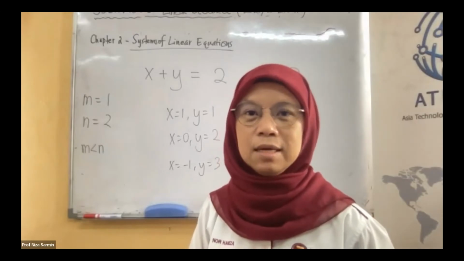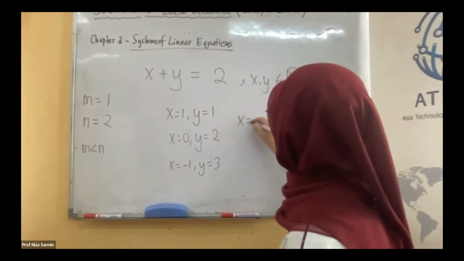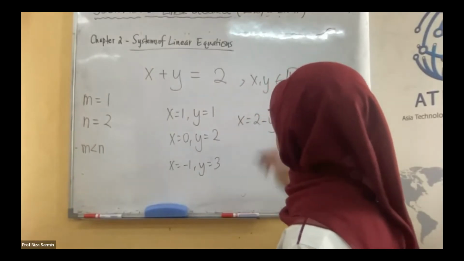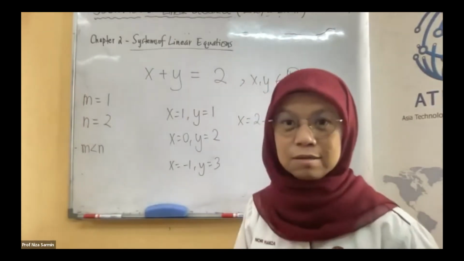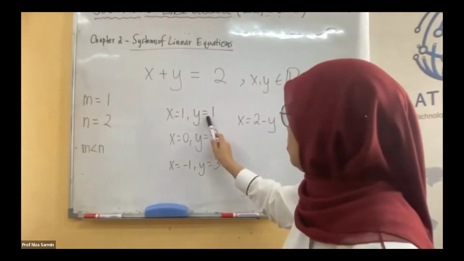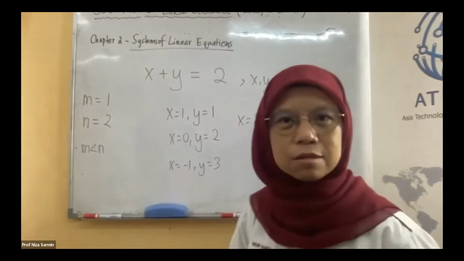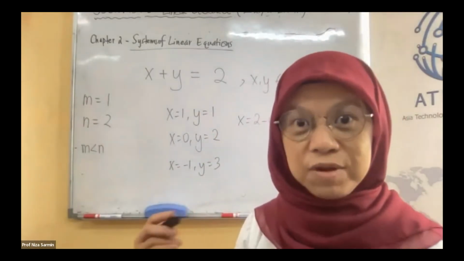Infinitely many. If you give any y, x is 2 minus y. Give me any y, x is 2 minus y. So give me y, you get x. Right? So infinitely many solutions.